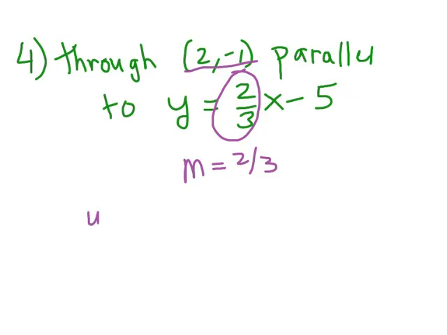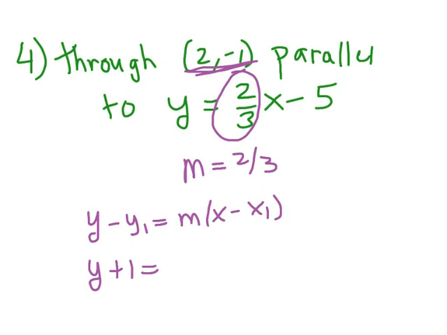So once again, my personal preference here, I would use y minus y1 equals m times x minus x1, because this point given back up here is not a y-intercept. Y minus -1, that's y plus 1, equals 2/3 times x minus 2. And again, as far as I'm concerned, perfect answer. No reason to simplify it. Leave it just like that.